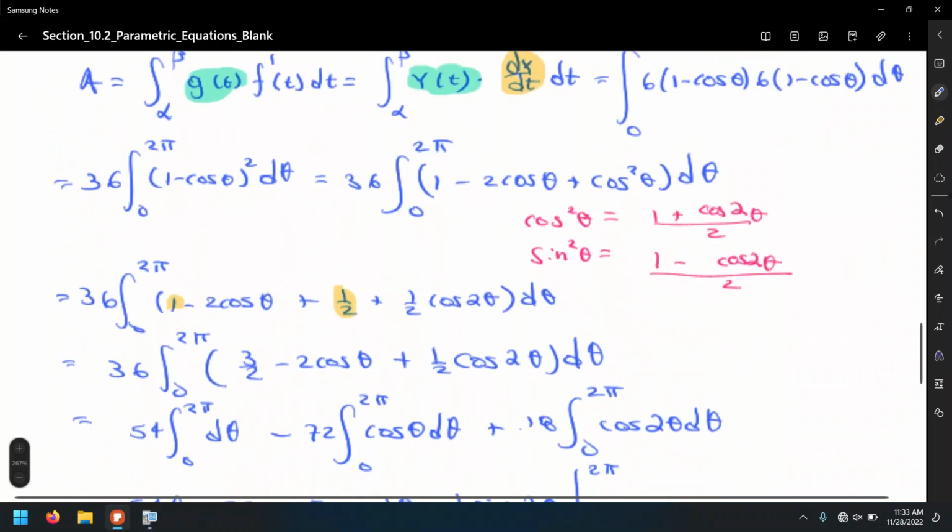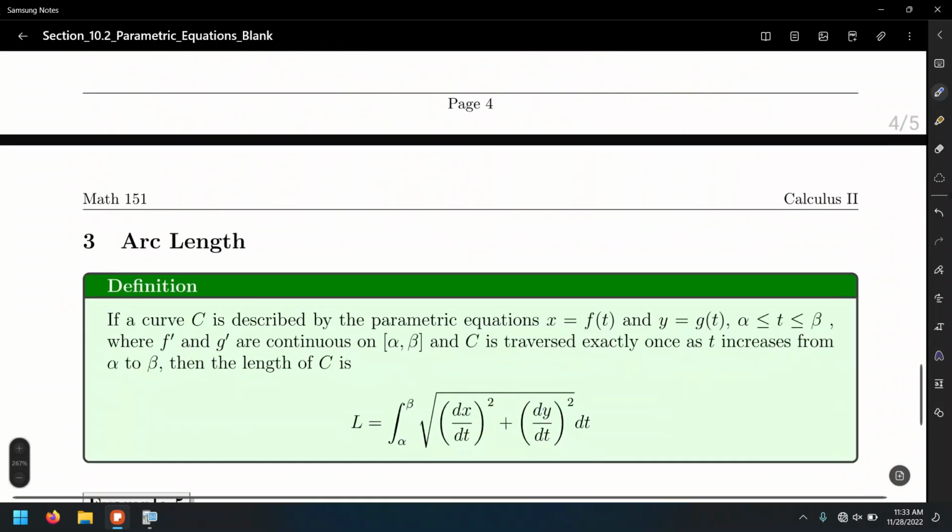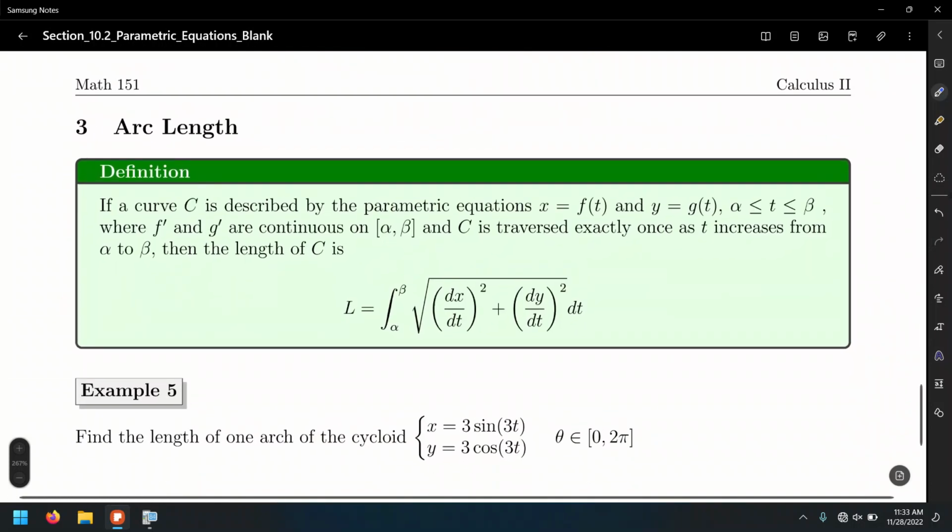So that was one example, finding the area. The next topic for the integral calculus of parametric equations is that of finding the length of an arc, the arc length. And you might remember this topic from about a month and a half after we started the course, when we covered arc length in rectangular form.